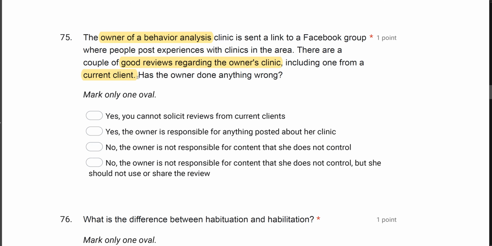And let's expand on that, right? So let's look at A. Yes, you can also solicit reviews from current clients. While that is true, nothing says they solicited this review. B, yes, the owner is responsible for anything posted about her clinic.